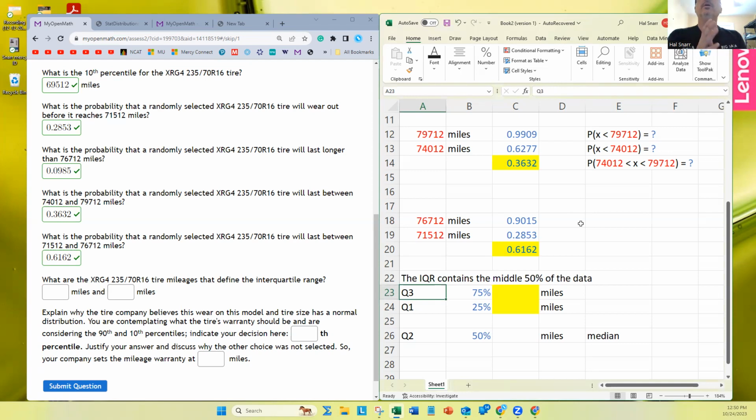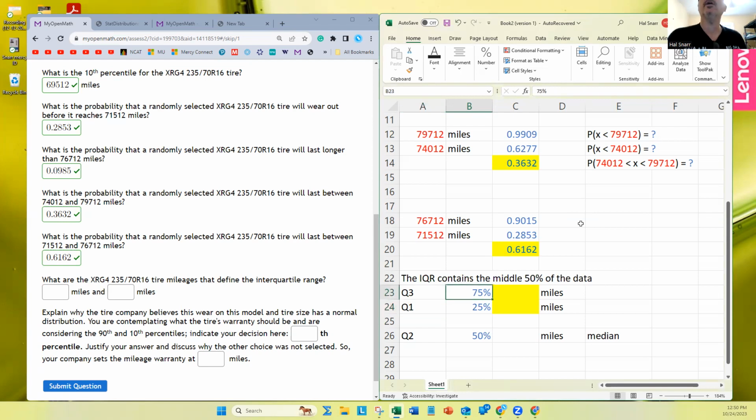The interquartile range. To find the interquartile range, the lower value and the upper value is the third quartile. The lower value of the interquartile range, the minimum of the interquartile range, is the first quartile, because the first quartile is the 25th percentile. The third quartile is the 75th percentile. And 75 minus 25 is 50, specifically the middle 50% of the data.